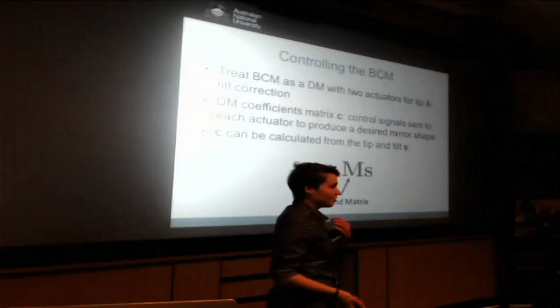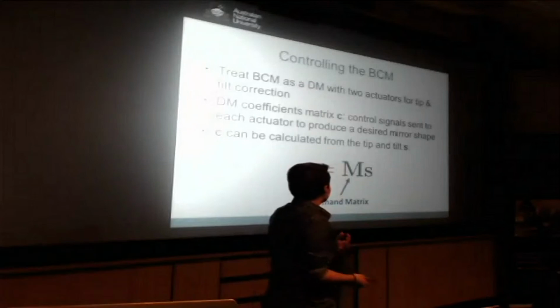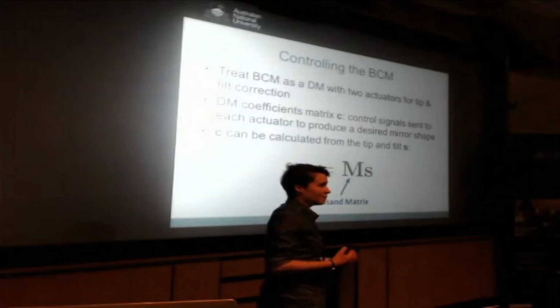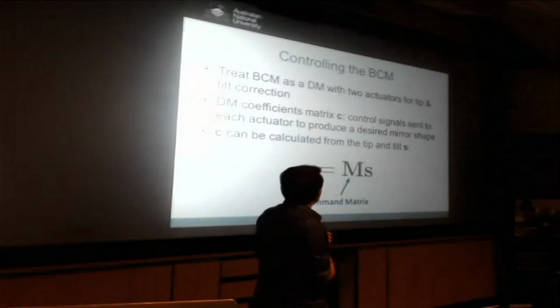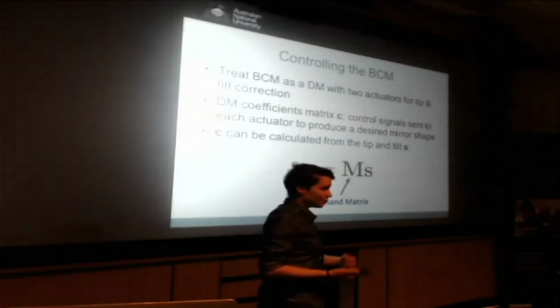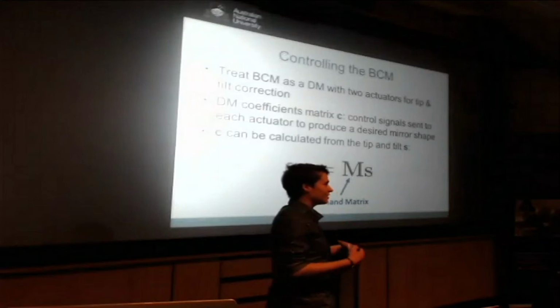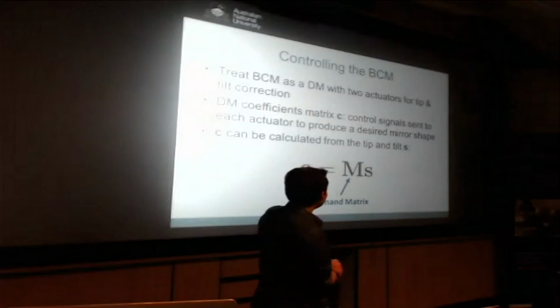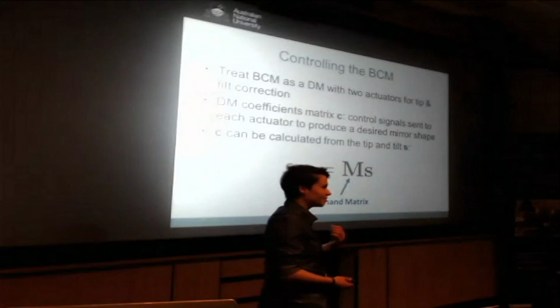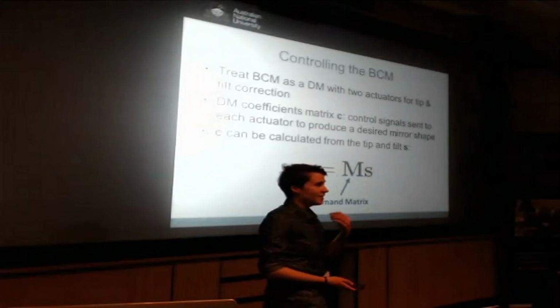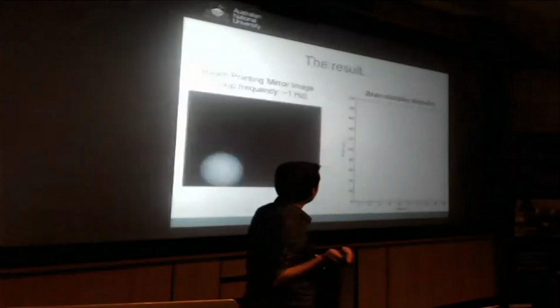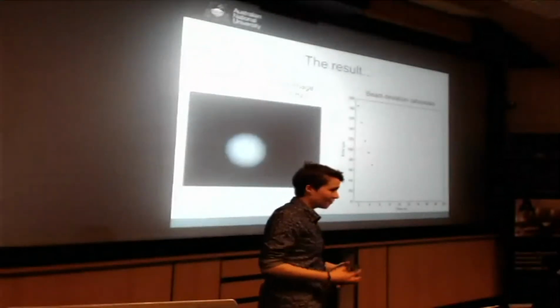How do I control the beam centering mirror with the tip and tilt? This is where the math comes in. As I said before, I have to think of it as a DM with two actuators which correct the tip and tilt. The coefficient matrix C refers to the control signals which are sent to those actuators to produce a desired tip and tilt in the mirror. I can then use this equation here to calculate the required coefficient given a tip and tilt S calculated from the camera, where M is a command matrix, which is a matrix specific to the deformable mirror, which is calculated in the calibration stage. So this is the result after I put these elements together.